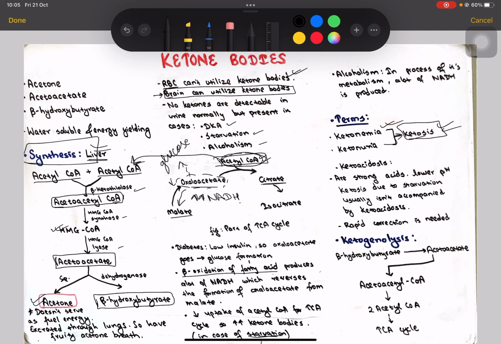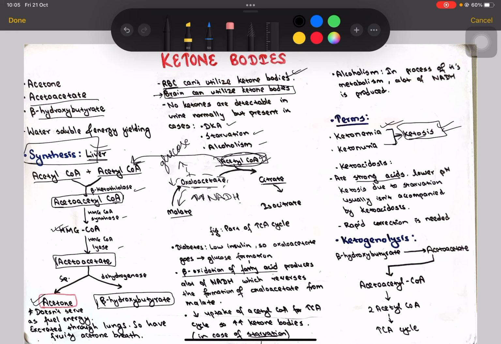Let's learn about ketoacidosis. Acetoacetate and beta hydroxybutyrate are both strong acids and they will lower the pH of our blood. So ketoacidosis happens, though usually starvation won't produce ketoacidosis. And in case of ketoacidosis, rapid treatment, rapid correction, is very important.